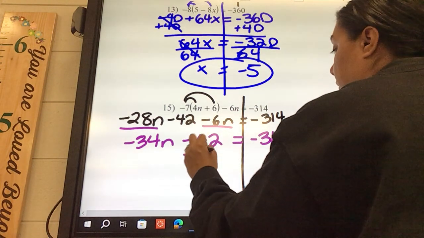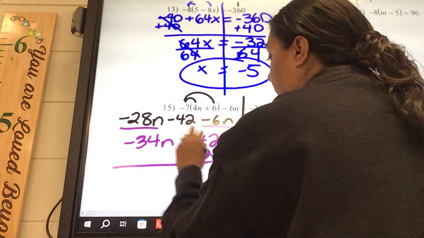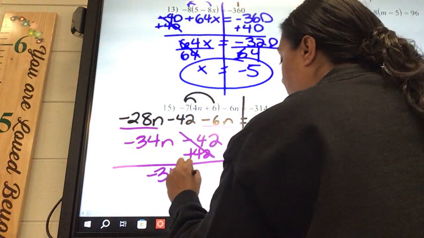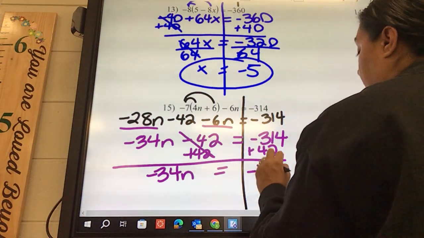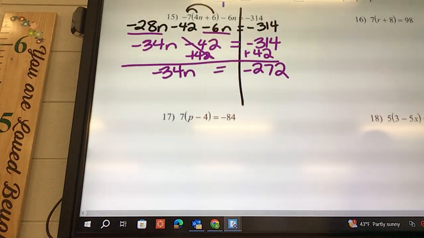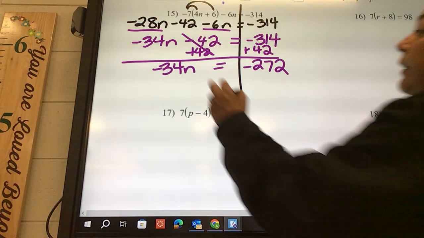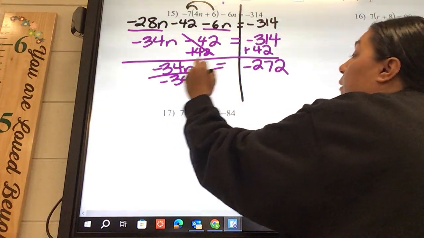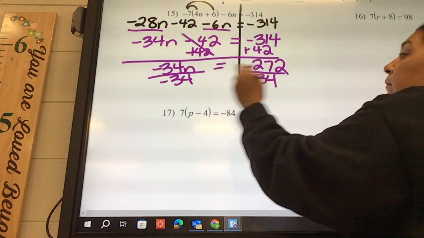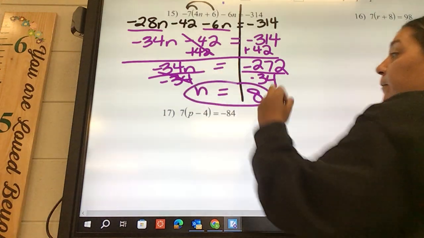Okay, we're going to add 42 on both sides. So I get negative 34n, and then that's going to give me negative 272. And then we're going to divide by negative 34. So that's going to give me an 8.